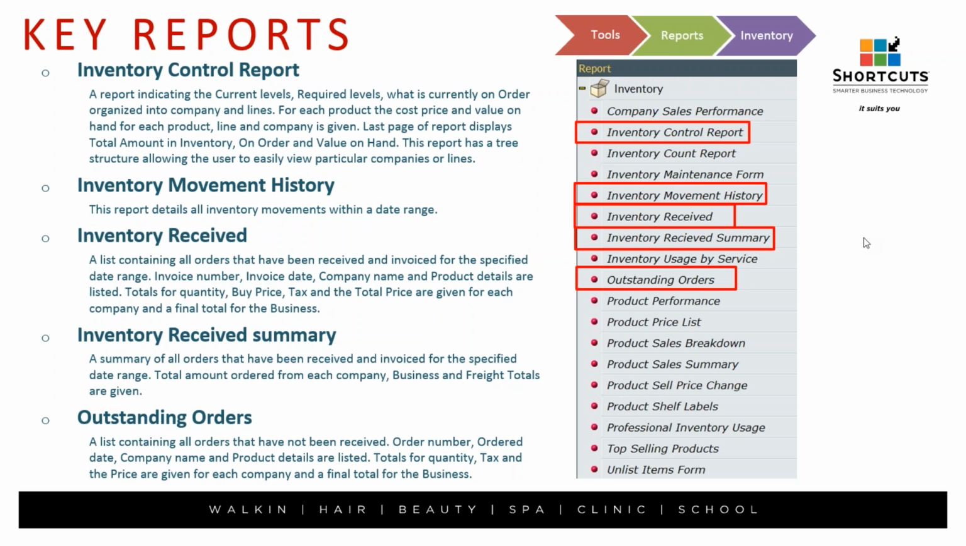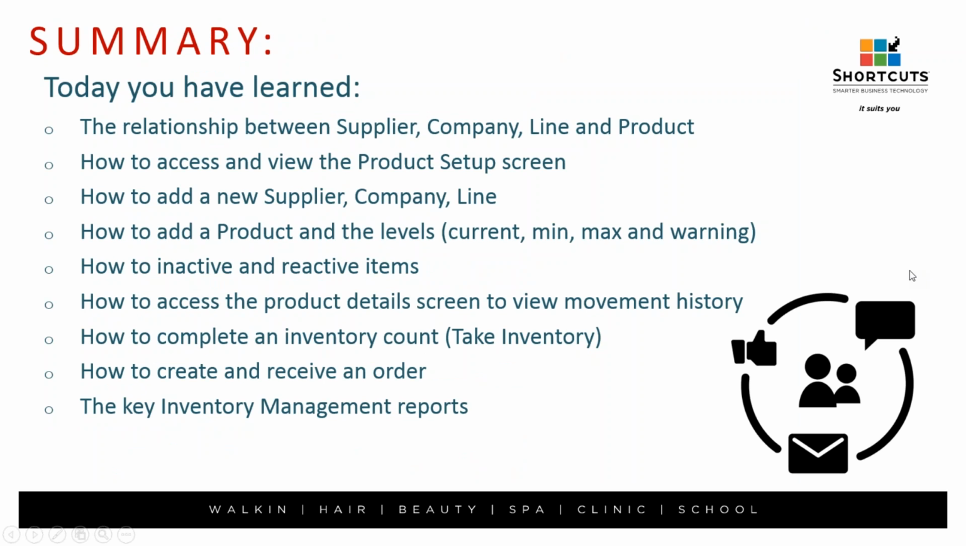All right, so you guys, just a little bit of a summary of what we've talked about today. Okay, so today you have learned the relationship between supplier, company, line, and product, how to access and view the product setup screen, how to add a new supplier, a company, and a line, how to add a product with the product levels, how to inactivate and reactivate items, how to access the product details screen to view the movement history, how to complete an inventory count, how to do an order and receive it, as well as a few key inventory management reports.